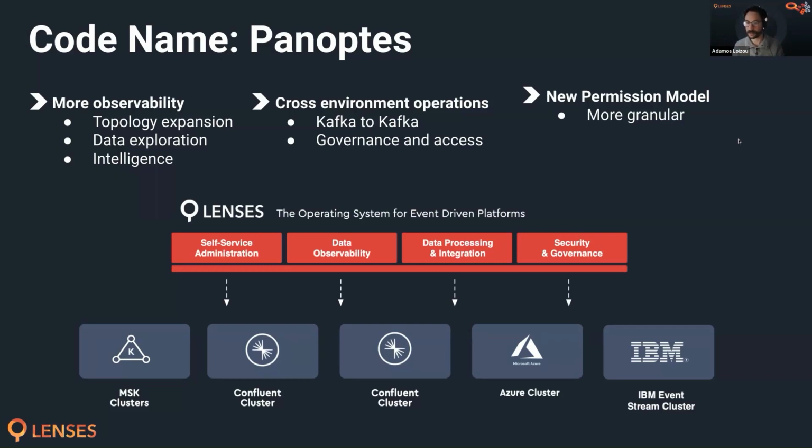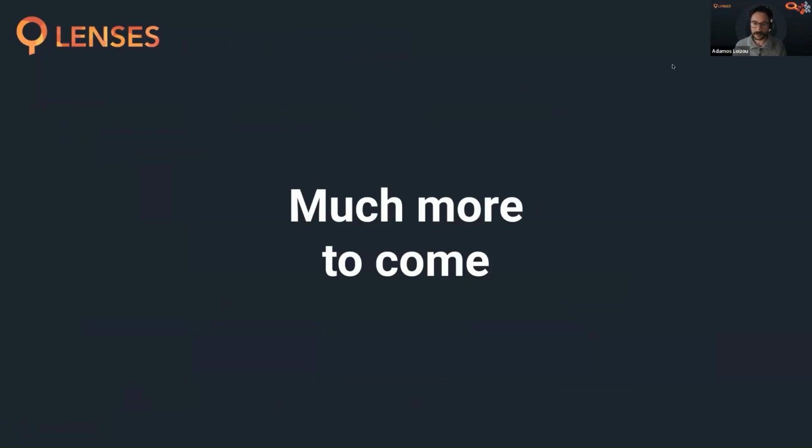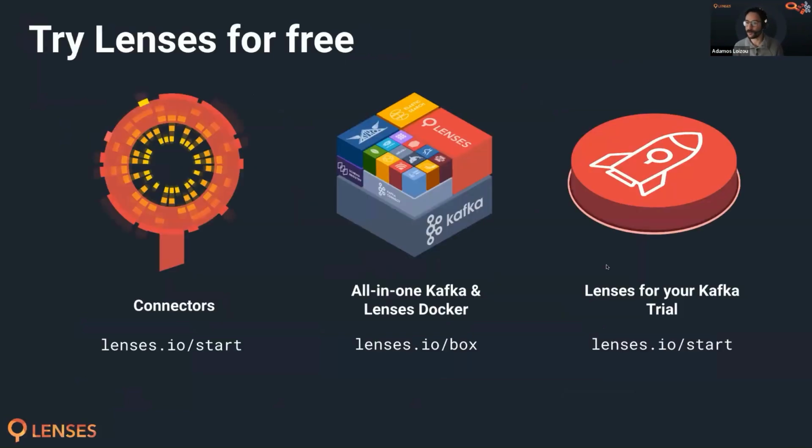You'll be able to say, for example, this particular team should be able to only start and stop certain connectors in certain environments, or even all connectors in all environments. You can mix and match. So all these capabilities and more coming with 6.0 in Q4. And yeah, we're very excited, and we hope that you're going to love it.